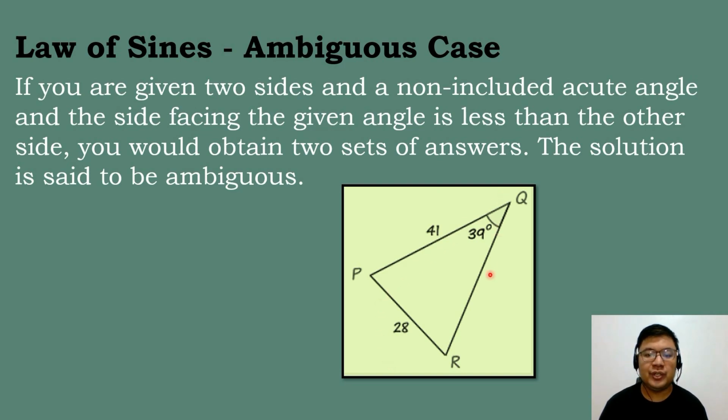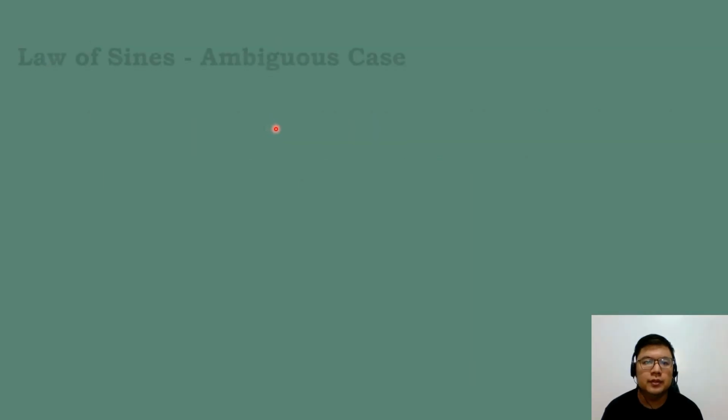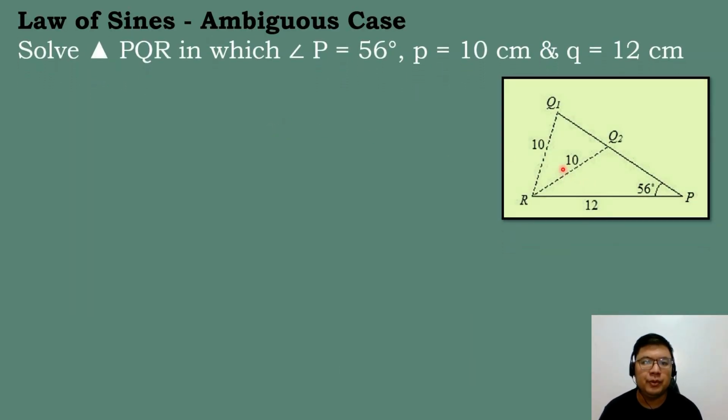So in this figure, we have two given sides and a non-included angle, so we will have two answers. Remember that if we have two given sides and a non-included angle. So let's have this example. We have to solve triangle PQR in which the measure of angle P is equal to 56 degrees, the measure of side P is equal to 10 centimeters, and the measure of side Q is equal to 12 centimeters.